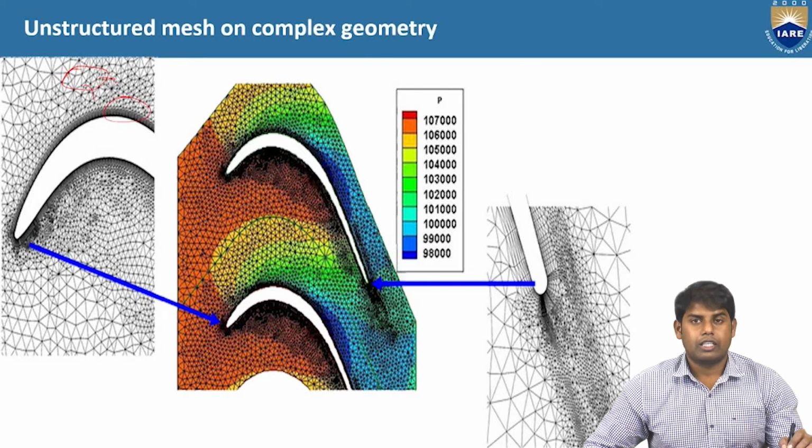You can also have hybrid grids, which are a combination of structured and unstructured grids. In some regions where you have complicated geometry, you can apply an unstructured mesh, and in the other regions where it is easier, you can go for a structured mesh. That is nothing but the hybrid mesh.